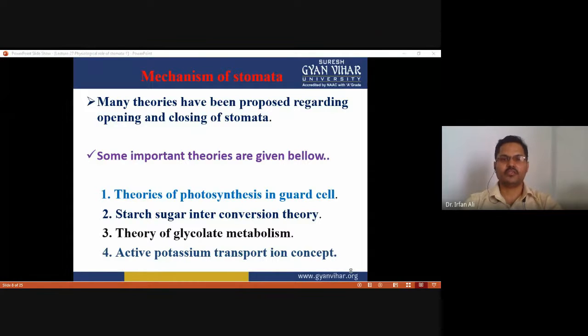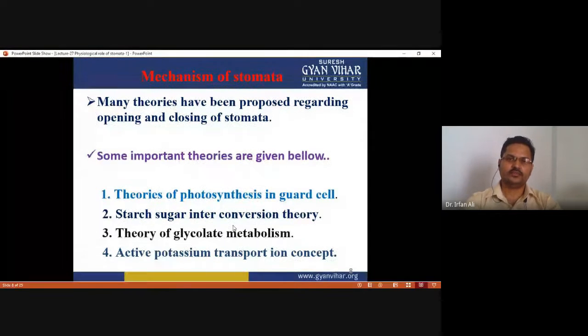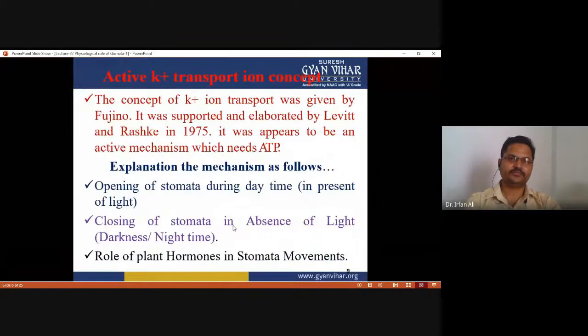Many theories have been put forward to explain opening and closing of stomata. Some of them: the first is the theory of photosynthesis in guard cell, the second is the starch sugar interconversion theory, the third is the theory of glycolate metabolism, and the fourth is the active potassium transport ion concept theory. All these theories explain how the turgor pressure increases during the daytime and how the turgor pressure decreases, or cells become flaccid, during the night time. We will discuss these theories in the subsequent slides.